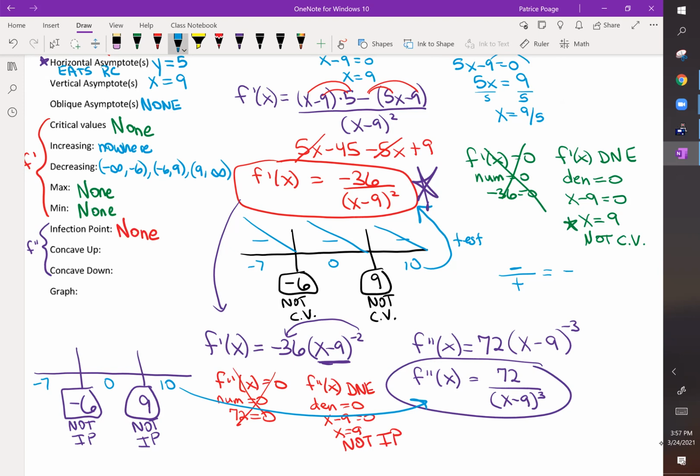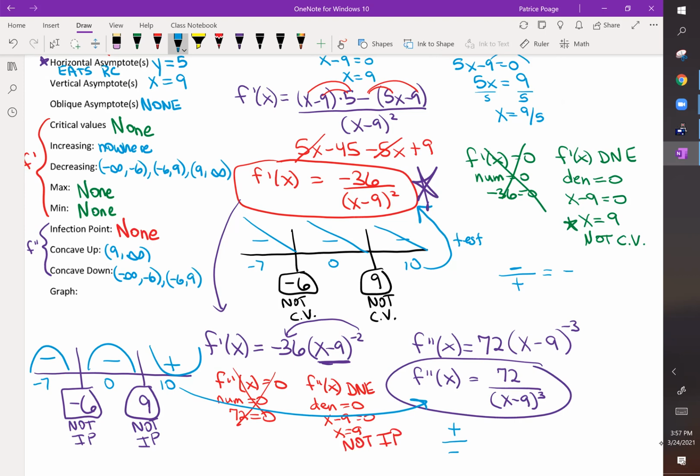It doesn't matter. Doing it by hand, I would have a positive in the numerator each time. -16 cubed is still negative, so this will be negative. And this one will be negative, and this one will be positive. So I have concave down, concave down, concave up. So it's concave up from 9 to infinity. It's concave down from -infinity to -6. And then again from -6 to 9.